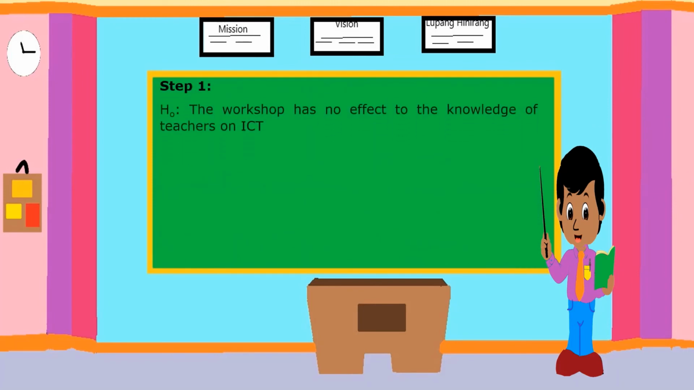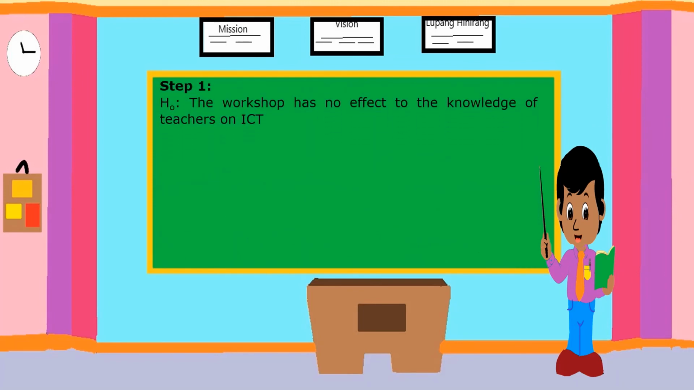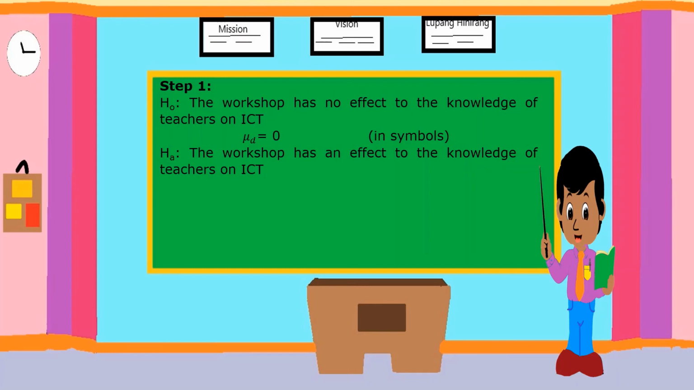Step 1. Null hypothesis: the workshop has no effect on the knowledge of teachers on ICT. In symbols, the mean of the difference is 0. Alternative hypothesis: the workshop has an effect on the knowledge of teachers on ICT. The mean of the difference is not 0 and it is non-directional. Step 2. 0.02, the level of significance. Step 3. T-test for paired sample case.